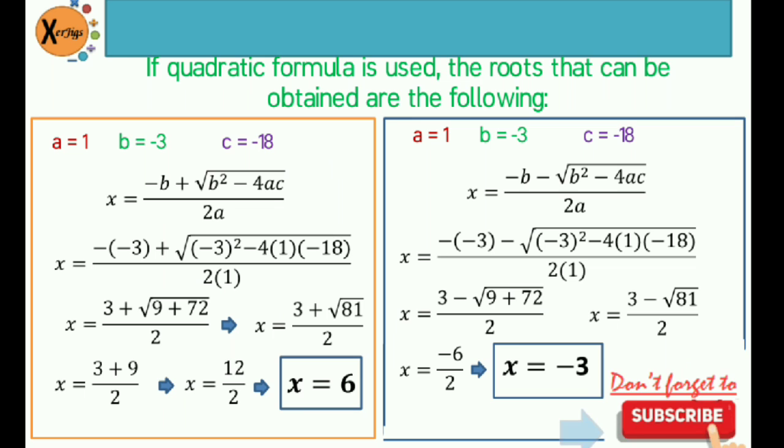For this quadratic equation, I already solved this in advance. The roots of this equation are positive 6 and negative 3. I used the quadratic formula because that's the safest way to ensure that everything is correct. Just make sure that the signs are correct, as well as the solving. So the first root is 6 and the second root is negative 3.